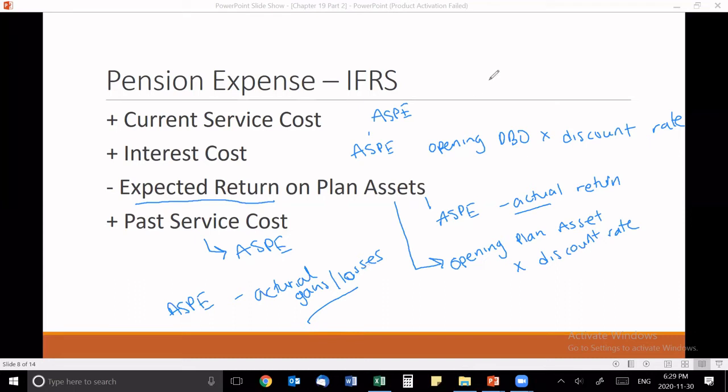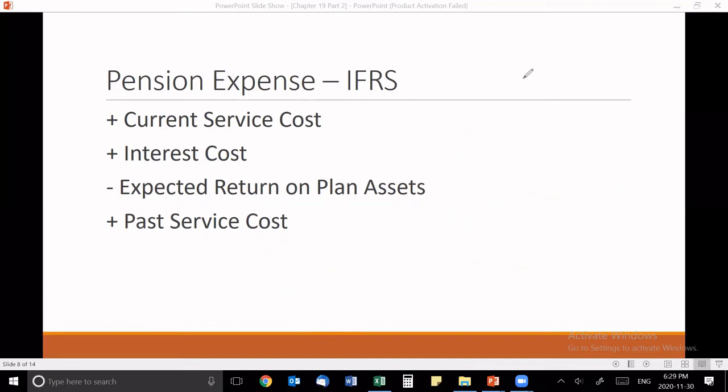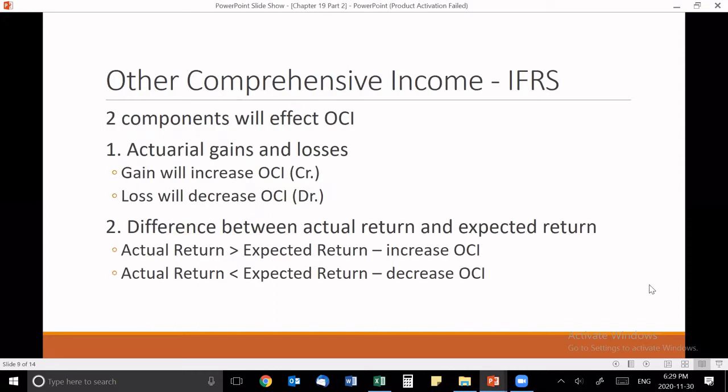All right, so that's what we do for IFRS. Your first journal entry is going to be this pension expense journal entry. Your second journal entry is the cash contribution, just like ASPE, but in IFRS we have a third journal entry we have to work with. ASPE only has 2 journal entries, one for pension expense and one for the cash contribution. IFRS has those 2 journal entries plus one more. So let me explain what the other journal entry is for. The other journal entry is the amounts that will go into other comprehensive income.